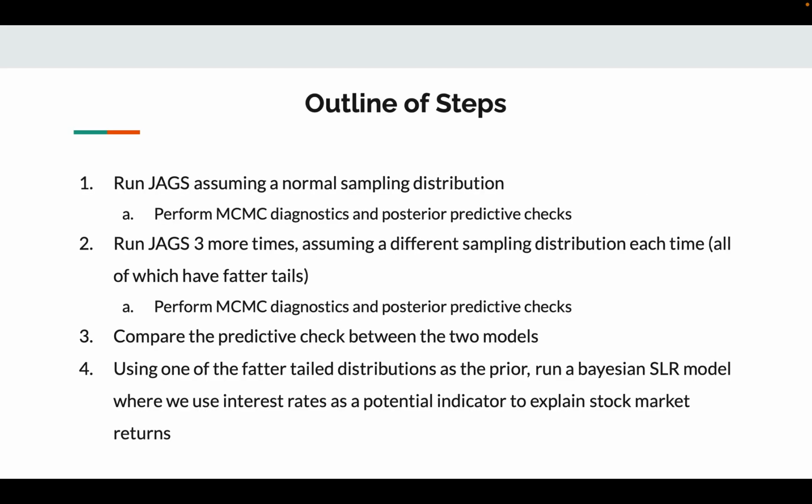Just to recap, we're going to first run JAGS on a normal distribution to figure out how well the data fits that distribution, and then we're going to run it 3 more times on the distributions I mentioned before to figure out how well the data fits those distributions, and we'll run posterior predictive checks on all to see how those 3 distributions compare to the normal. And then at the end, we'll figure out which distribution fit the best, and then we're going to run a regression model with that distribution to see if interest rates are an important factor in modeling stock market returns.